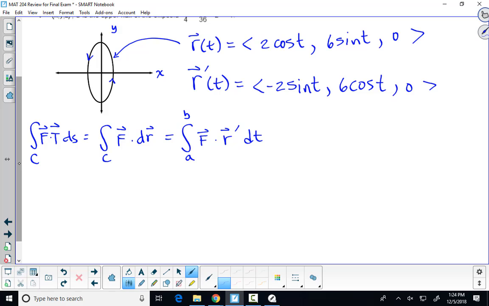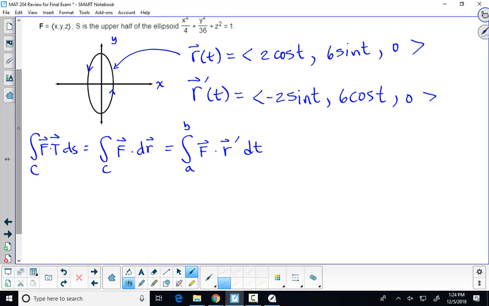So we take our vector field, we plug our parameterization into the vector field, and then dot it with r prime. So let's get our vector field right there. This is just the traditional radial vector field, x, y, z. So our parameterization is going to go 0 to 2 pi. And we dot f, so f really is just this, correct?